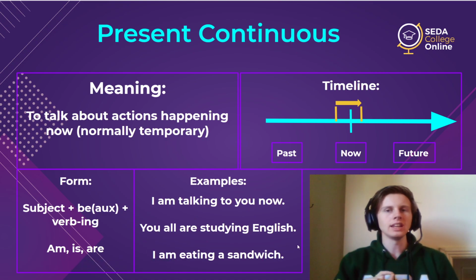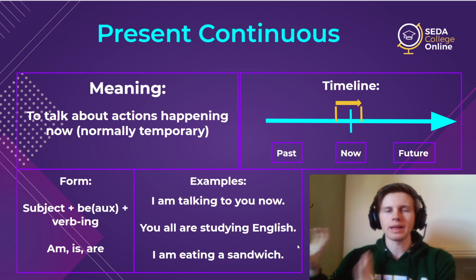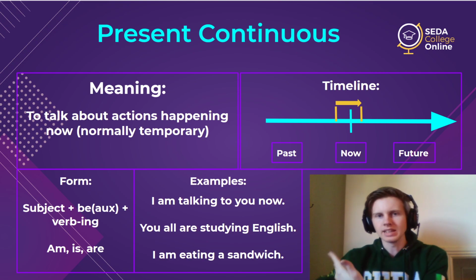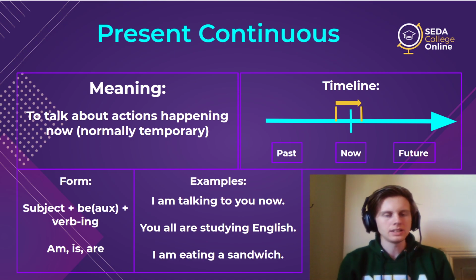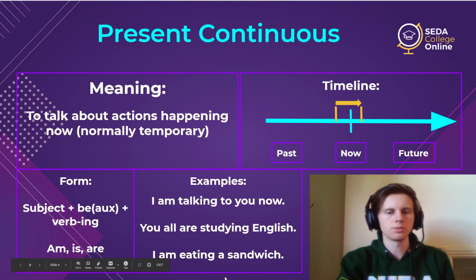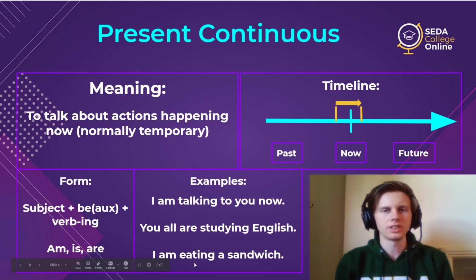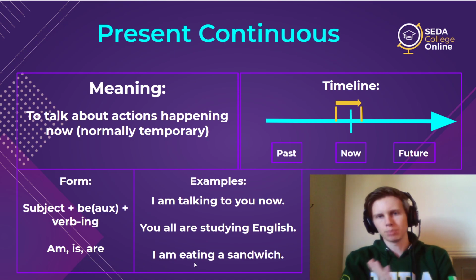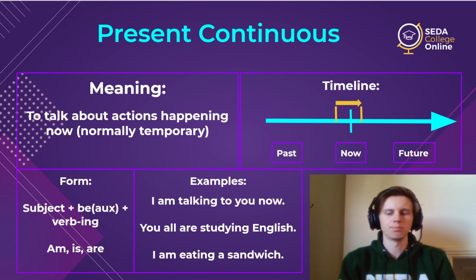If we make the change, now we're talking about habits every day, something that happens again and again and again. But be careful because that's not the meaning. I'm talking about this moment right now. So I use the present continuous. Am talking, are studying, and am eating. So that's really the thing you want to be careful with the present continuous and the present simple.